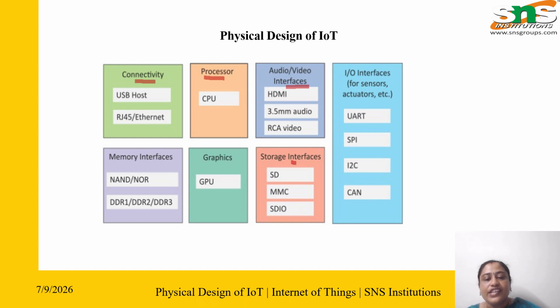Then we have storage interfaces, for storing the data. We can have an SD card, MMC, SDIO. All these can be used for storage interfaces. Then we have the graphics card, mainly for graphical purposes, where we use GPUs. And then we have the memory interfaces. We might use NAND gates or NOR gates, and it can be DDR1, DDR2 or 3, and now we are using nearly up to 5, 6, etc.